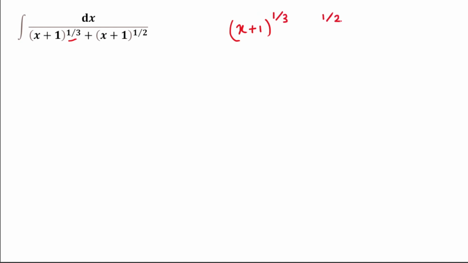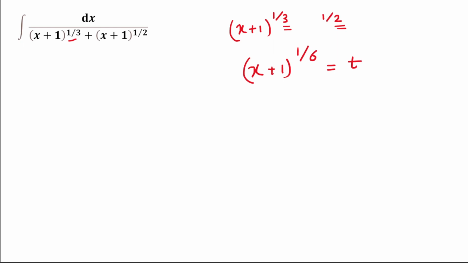Now, in order to deal with this, what we can say is that we can take a term which is divisible by both 3 and 2, right? What I mean by that is let us substitute (x plus 1) to the power 1 by 6 equals t. Okay, now we'll do that.